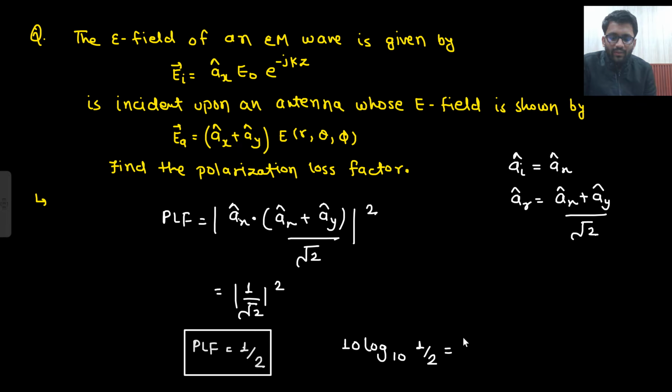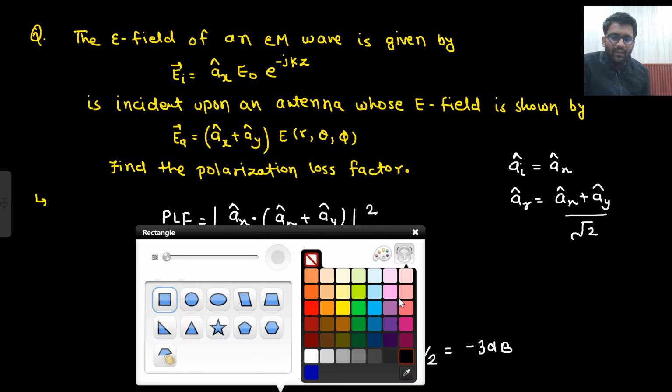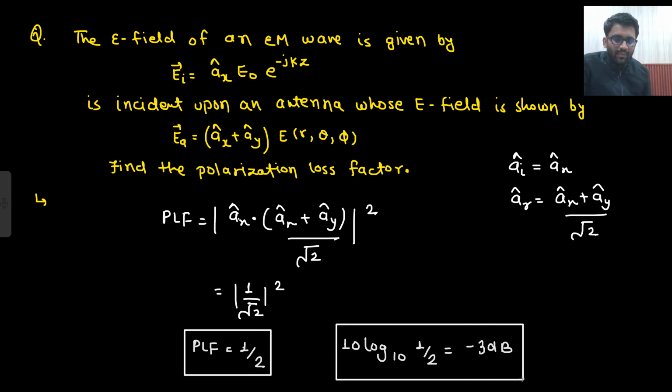2 log tan tan. Although we remember this answer, it is 3 dB. Okay. So polarization loss factor can also be minus 3 dB. It can be found in dB as well. And why did I take 10? Why not 20? Because already there is a square, no?